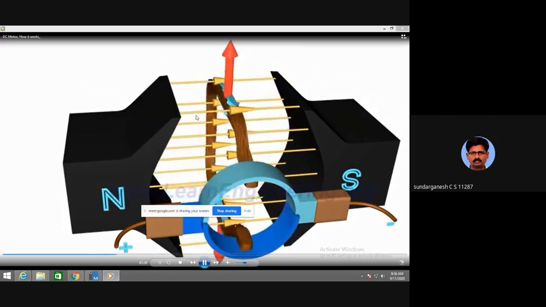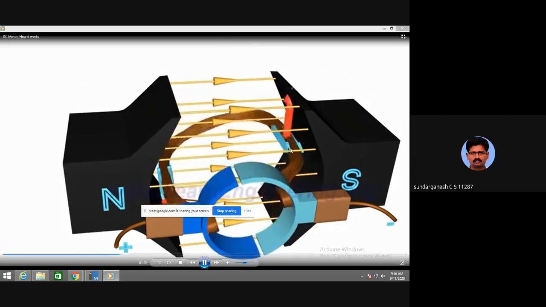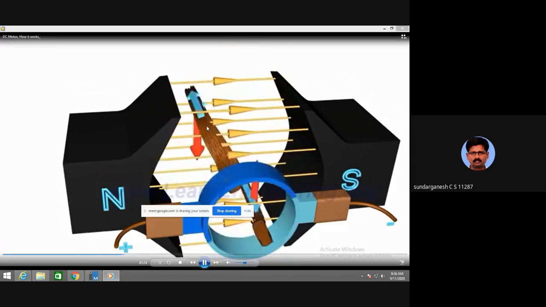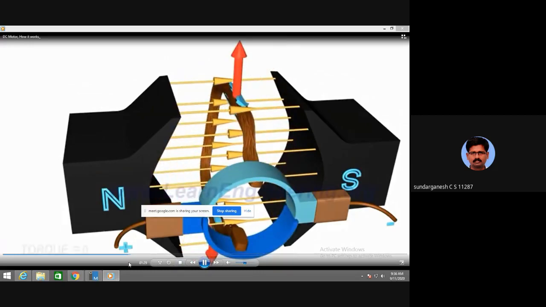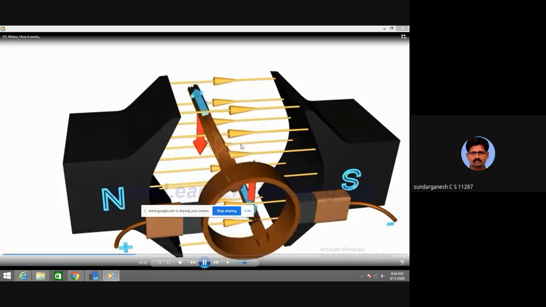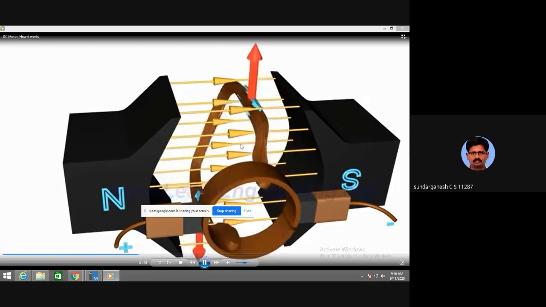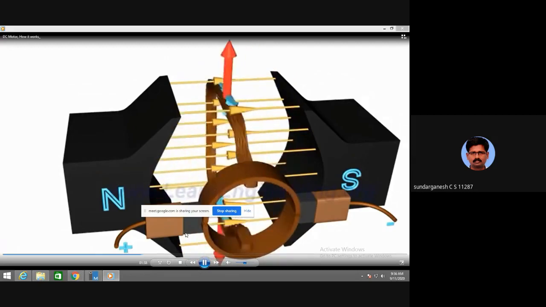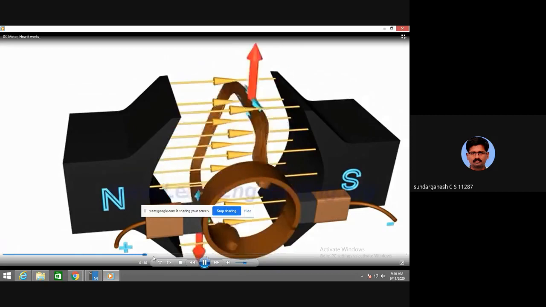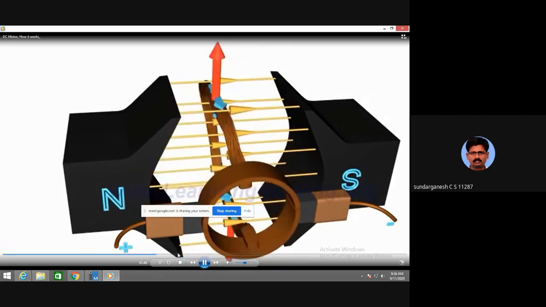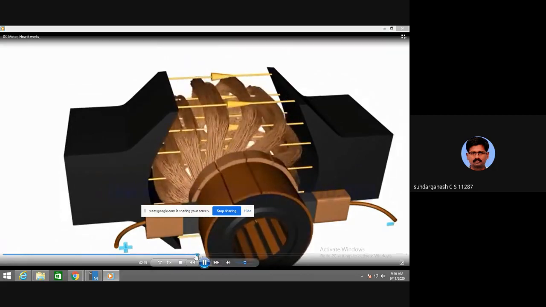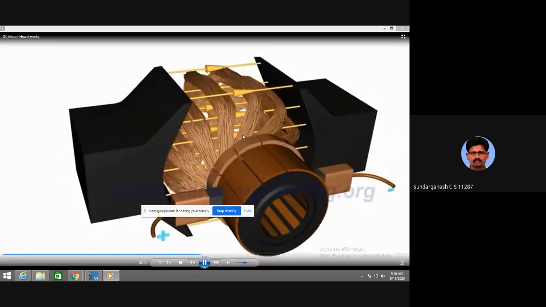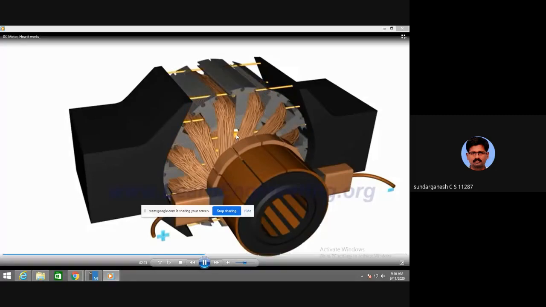But the armature magnetic field is continuously rotating. So it will cut the flux. At every instant, the voltage generated at this point will be different, so it is not constant. Okay. It is not a single coil, it is multiple coils.